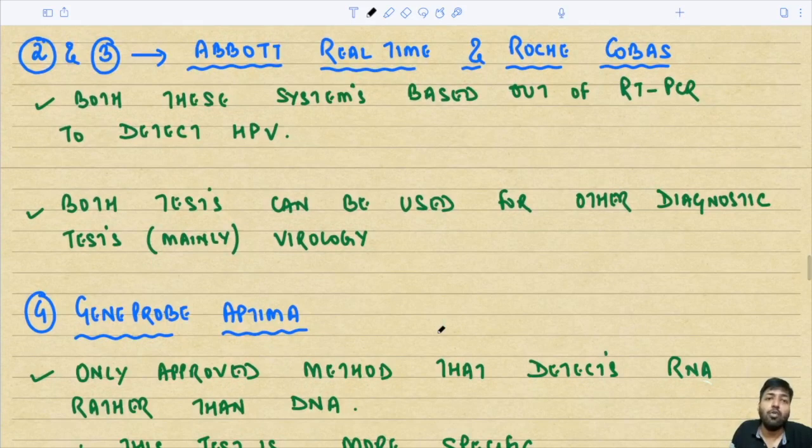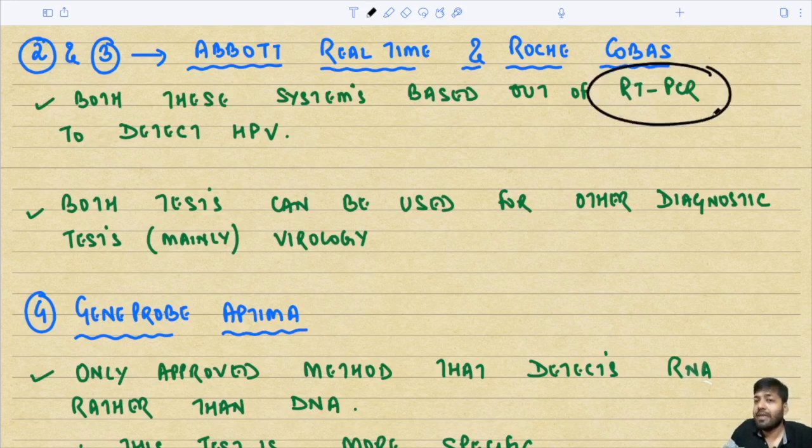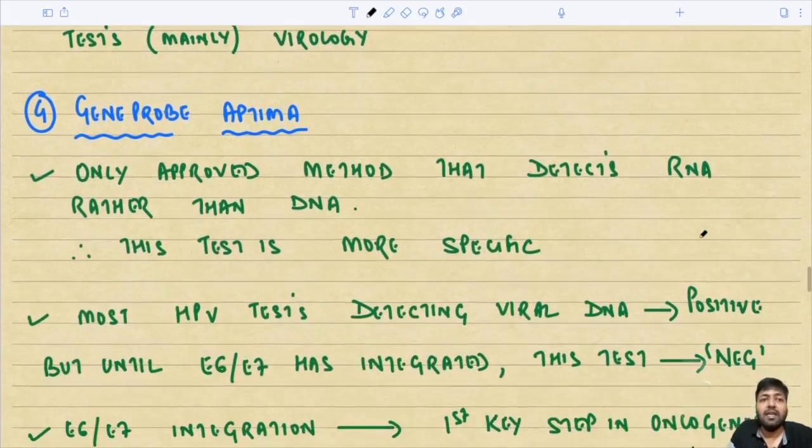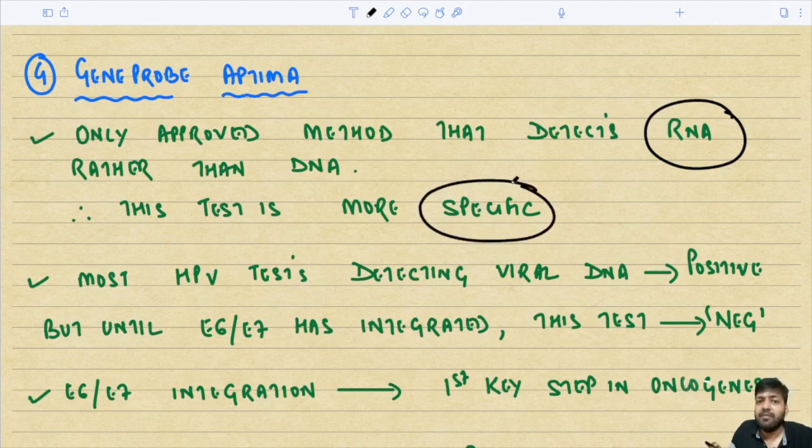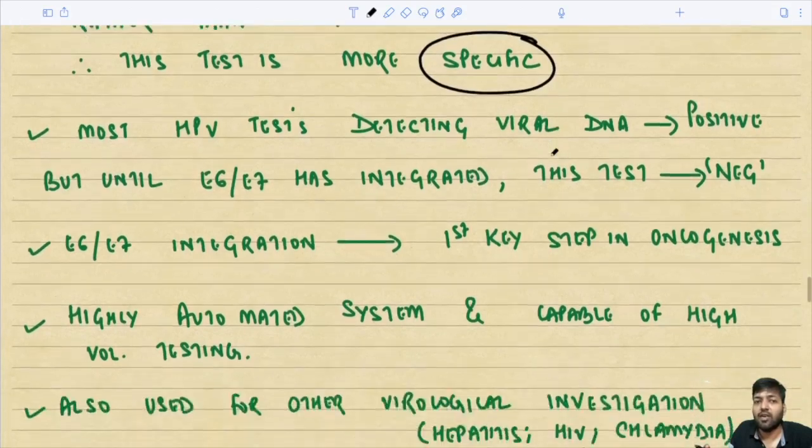Then we have tests 2 and 3, that is Abbott RealTime and Roche Cobas. Now both these systems are based on RT-PCR, or real-time PCR, to detect the HPV DNA. Both these tests can also be used for other diagnostic tests, mainly for virological evaluation or testing. Then the fourth important test is the GenProbe Aptima. Now it is the only approved method that detects the RNA rather than the DNA. Therefore this test is slightly more specific than the other molecular testing of the HPV.